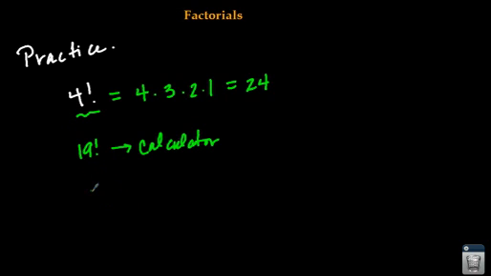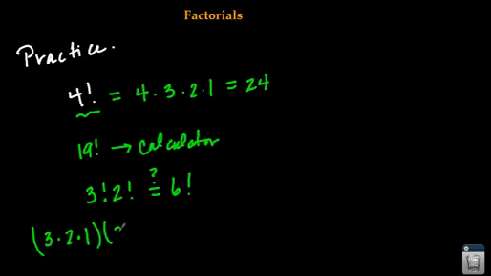All right, what happens if we have something that looks like 3 factorial times 2 factorial? Does this equal 6 factorial? Let's check. We end up with 3 times 2 times 1, times 2 times 1. And 6 factorial would be 6 times 5 times 4 times 3 times 2 times 1.